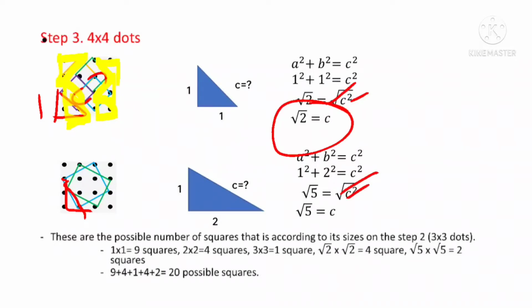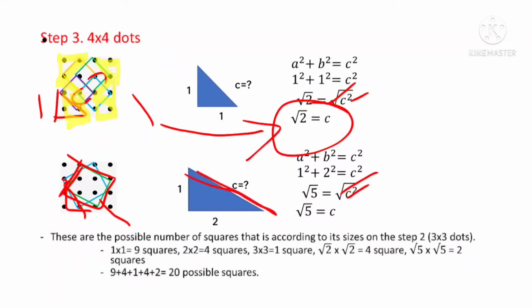So, yung dalawang size ng square na hindi pa natin alam, ito is 2 by 2. Square root of 2 by square root of 2. Ito naman, itong size na to, kada isang dito, isa dito, isa dito, isa dito, is yung size niya, itong size ng C, is square root of 5. So, square root of 5 by square root of 5. So, these are the possible number of squares that is according to its size on step 2. Step 3 pala. 4 by 4 dots.